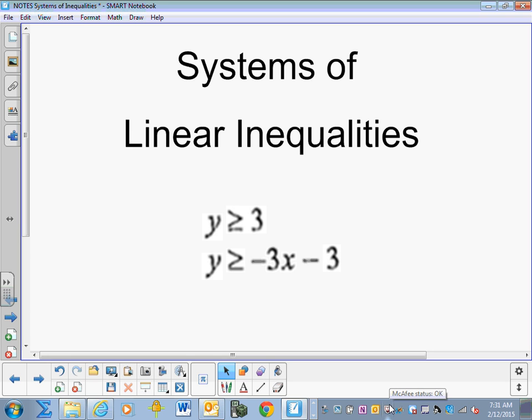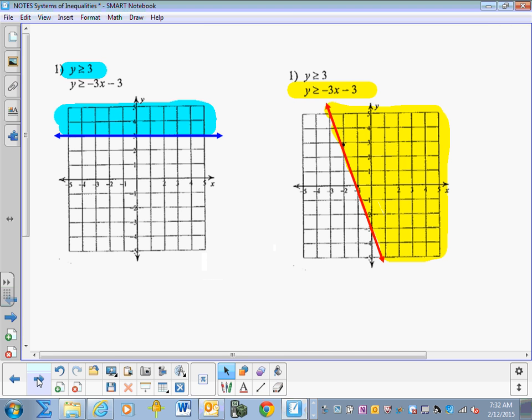Systems of linear inequalities. We'll be finding the solutions for a system of linear inequalities, such as y is greater than or equal to 3, y is greater than or equal to negative 3x minus 3. So we'll be graphing each inequality separately, but we'll be doing it on the same graph. The first one, y is greater than or equal to 3, looks like this. The second one, y is greater than or equal to negative 3x minus 3, looks like this.